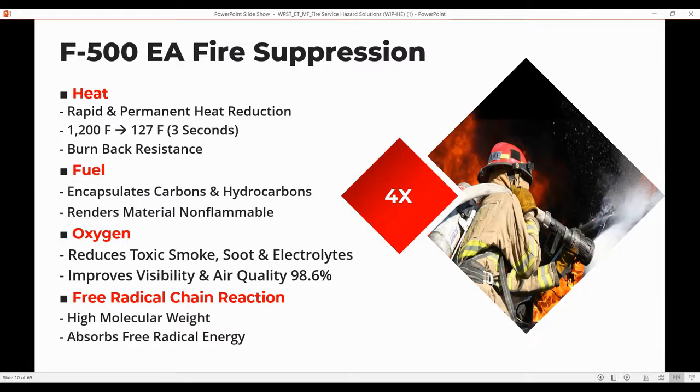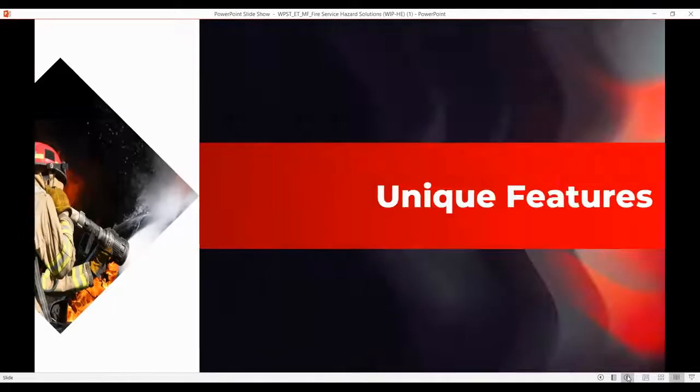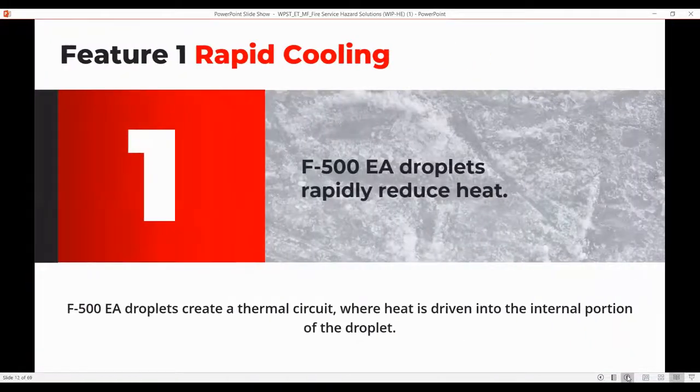And then the last thing, you'll see some testing that we've had done by Clemson University, and also some other testing that we just recently received that shows we're interrupting that free radical chain reaction of the tetrahedron, which really provides a lot of benefits when we're talking from a firefighter safety point of view that we'll get into as we get through the presentation. So as opposed to most other suppressant agents that are working on one leg of the tetrahedron, with F500, we're attacking every leg simultaneously. So let's get into each of those unique features.